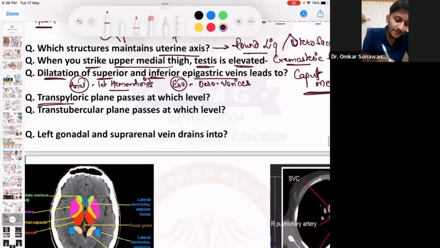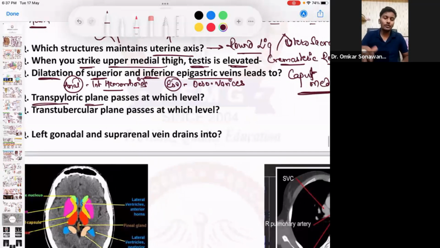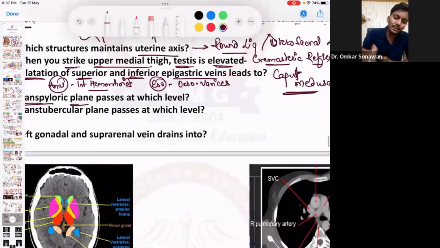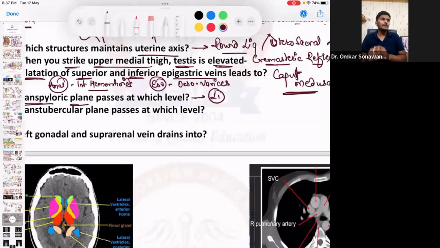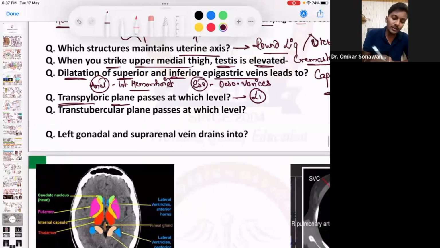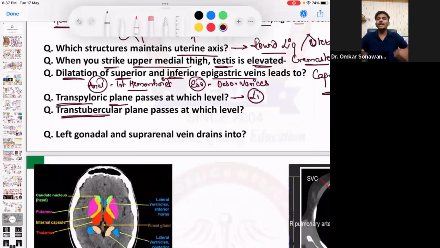Transpyloric plane. Now, I hope all of you are quite aware: the midclavicular lines divide the abdomen vertically, whereas horizontally the abdomen is divided into 9 regions by 2 planes. First is the transpyloric plane, which is also the subcostal plane. It passes at which level? It passes at L1. Whereas the lower plane, known as the transtubercular plane, passes through the tubercles of the iliac crest.